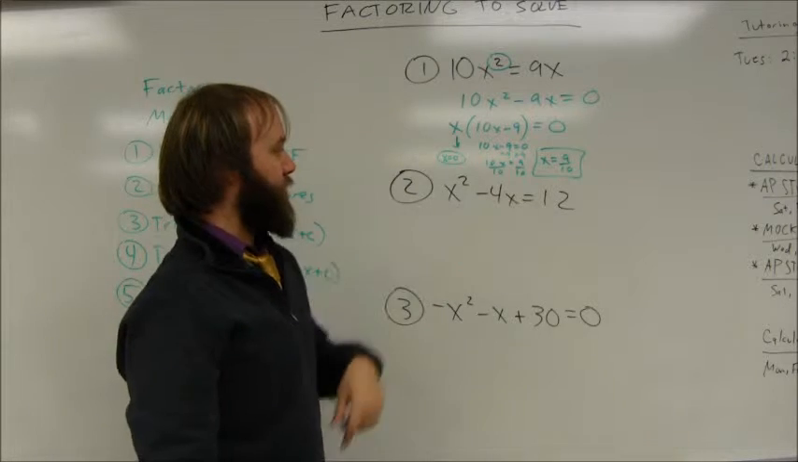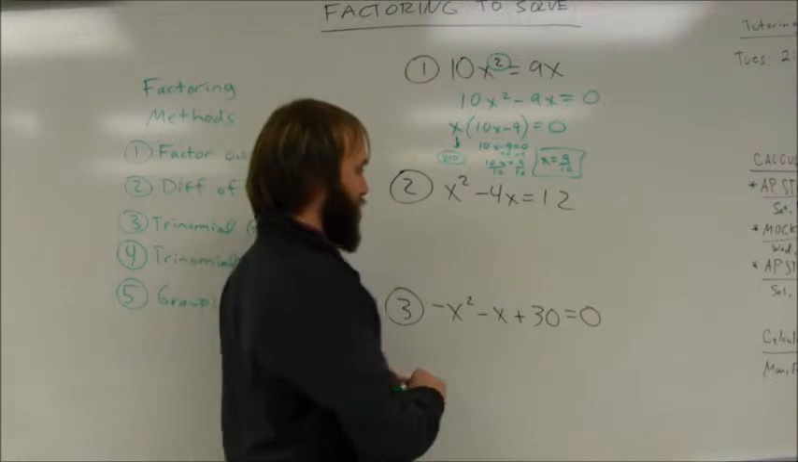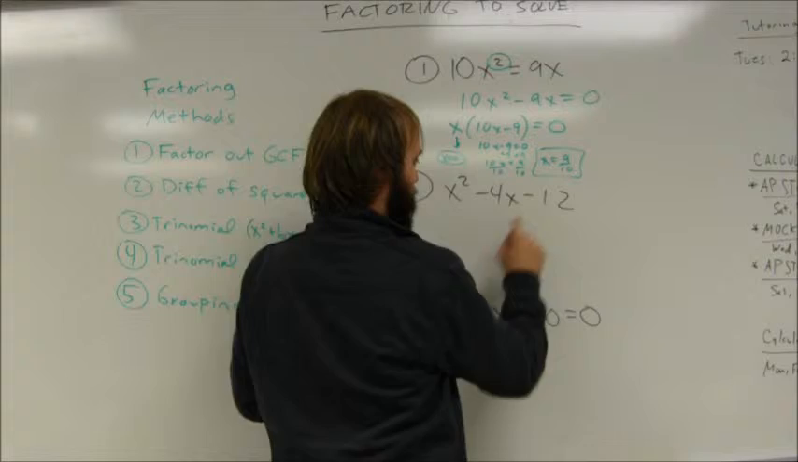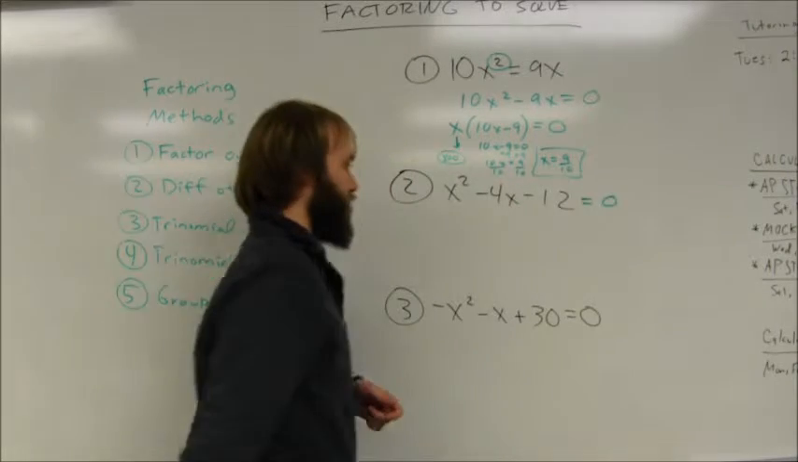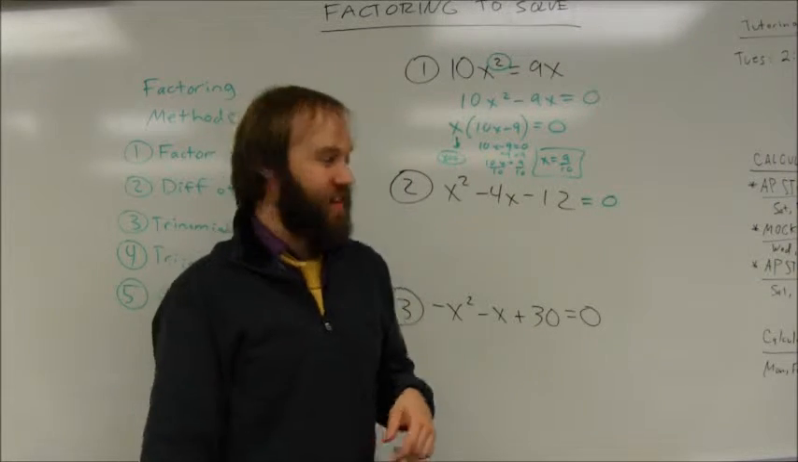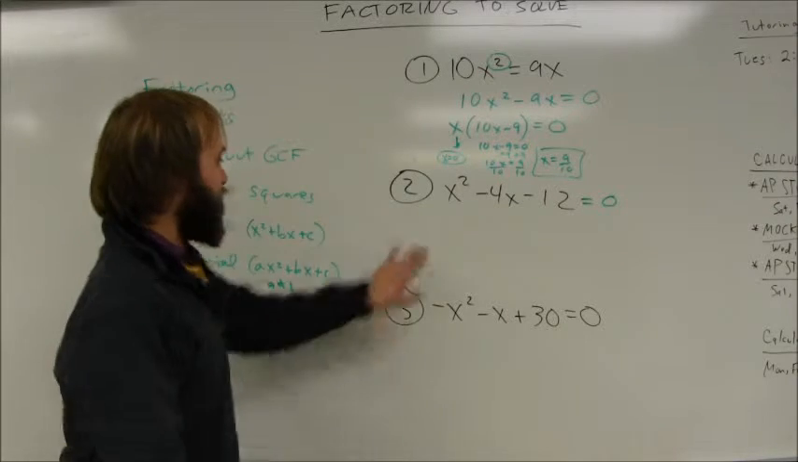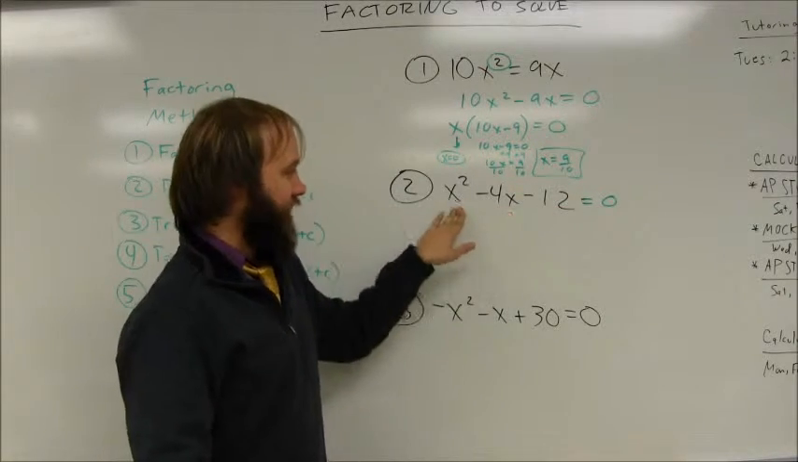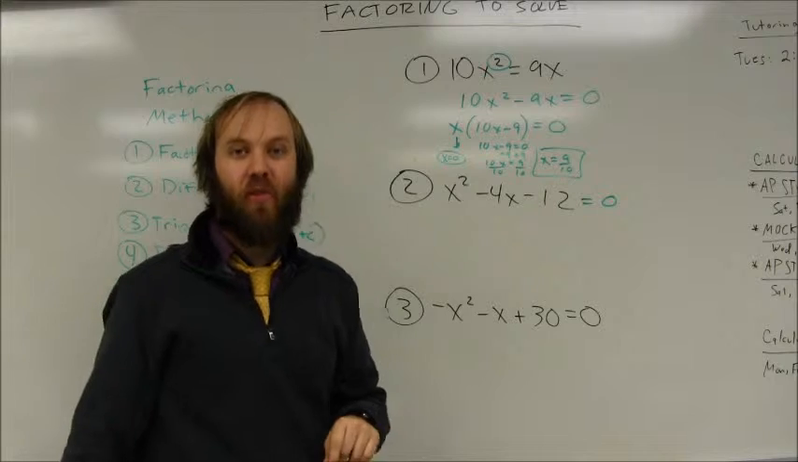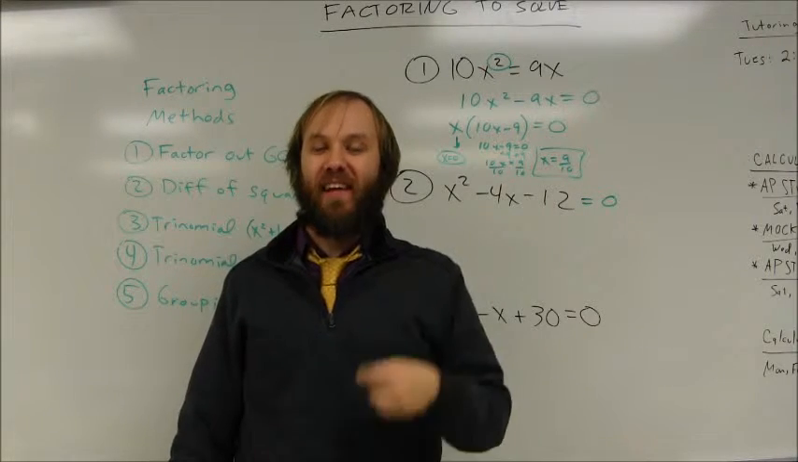All right, for number 2, it needs to be set up equal to 0. I'm going to subtract 12 from both sides here and set it equal to 0. Okay, so a little bit of adjusting there. There's no greatest common factor. Can't divide an x out of all 3 terms, can't divide a number out of all 3 terms. However, I notice it's a trinomial.